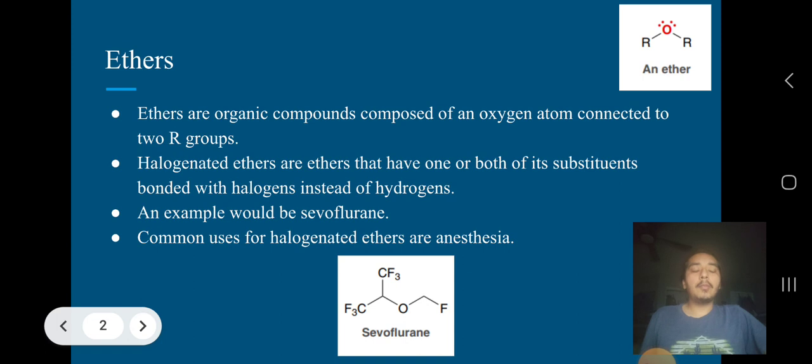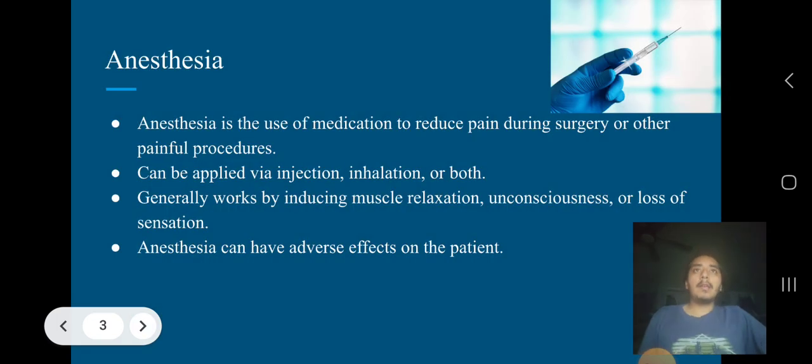One of the most popular uses for halogenated ethers is for anesthesia. Anesthesia is the use of medications to reduce the pain felt by the patient during surgeries or other procedures. Anesthesia can be applied in several ways, such as through injections, inhalation, or through a combination of both. Anesthesia works by inducing muscle relaxation, unconsciousness, or a loss of sensation.